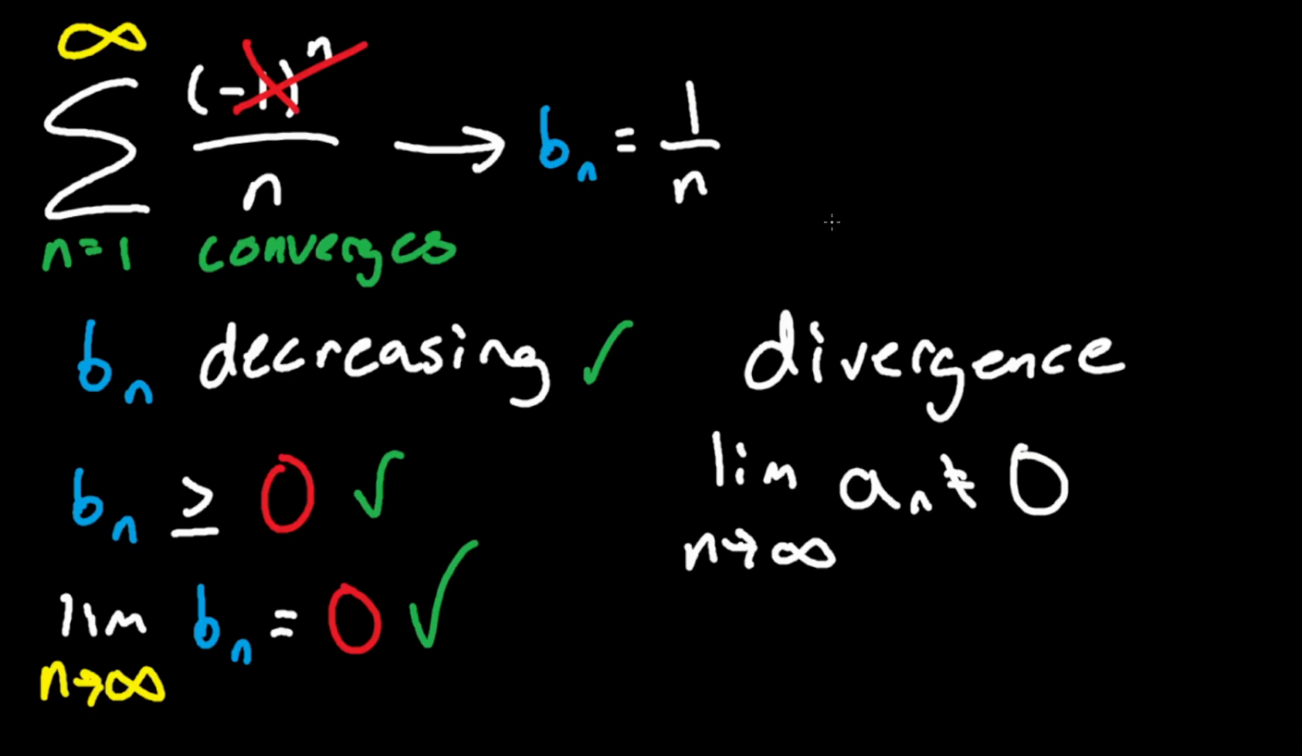But if it does equal 0, actually I should have undone that. If it does equal 0, then your test is inconclusive technically. You cannot determine convergence off of this.